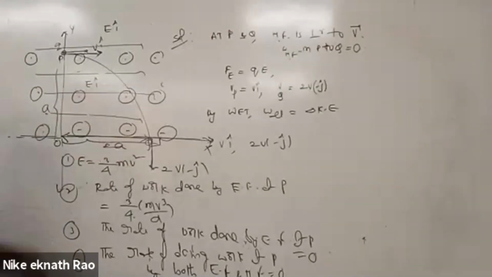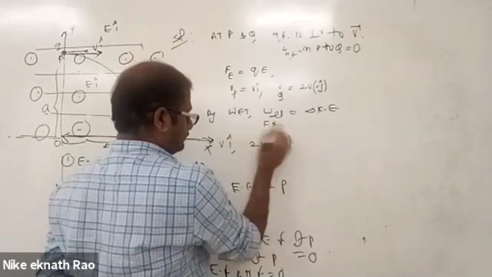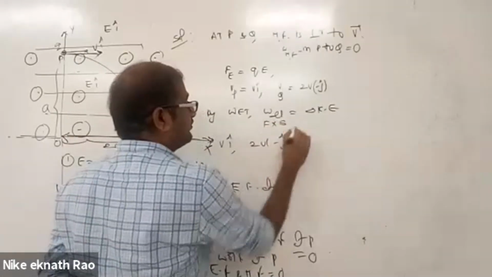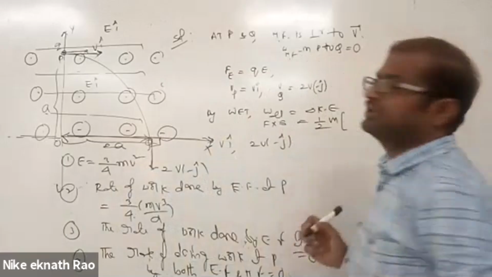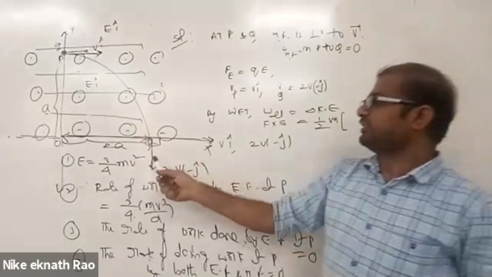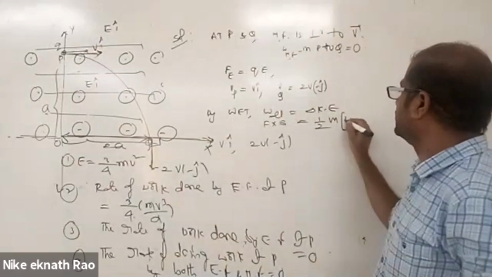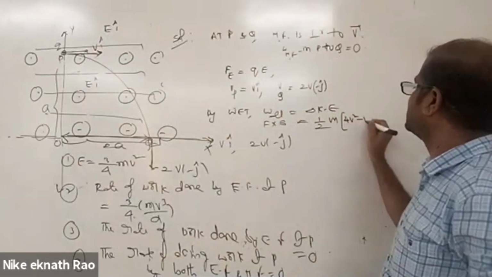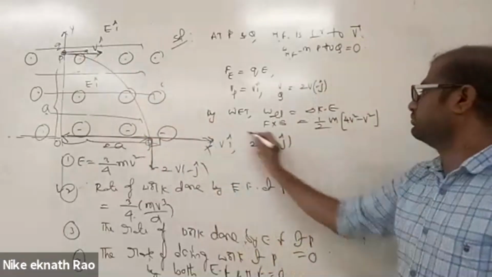The electric field is doing work. So what is the formula for work done by the electric field? Force into displacement is equal to change in kinetic energy, half into m into v square minus u square. Velocity at this point is 2v, at this point is v. Change in velocity square: 4v square minus v square, since at this point the velocity is v. So how much will we have now?